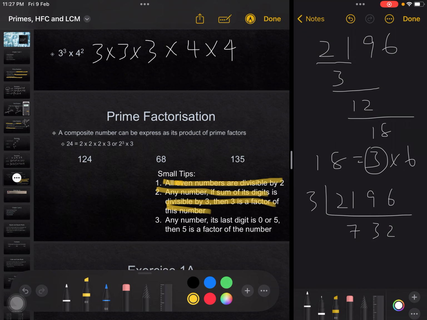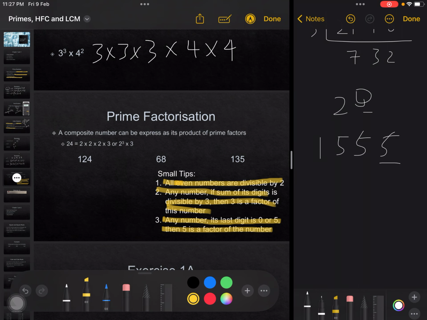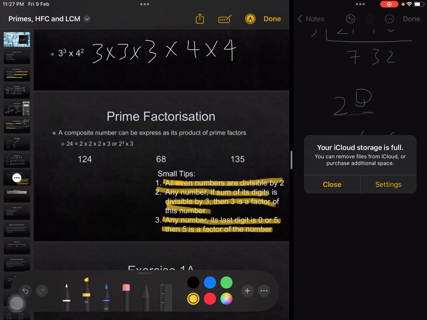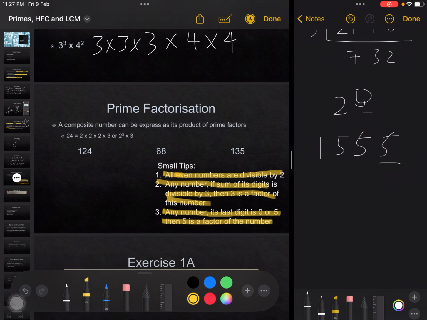Yeah, so next, any number whose last digit is 0 or 5, then 5 is a factor of that number. Okay, so very straightforward. Let's say for example 20. Last digit is 0, so 5 is a factor. 1555. Last digit is 5, then 5 is a factor. Very simple, straightforward. Yeah, so let's move on.